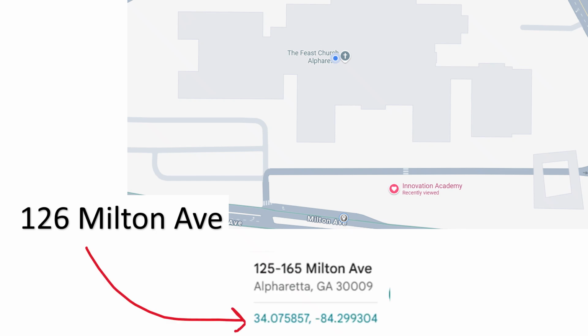However, this is how Google Maps will show you where Innovation Academy is. You might not have ever paid any attention to these numbers down here at the bottom, but those are the latitude and longitude coordinates of Innovation Academy. And you can see they're out to a lot of decimal places because you can get very exact with latitude and longitude.